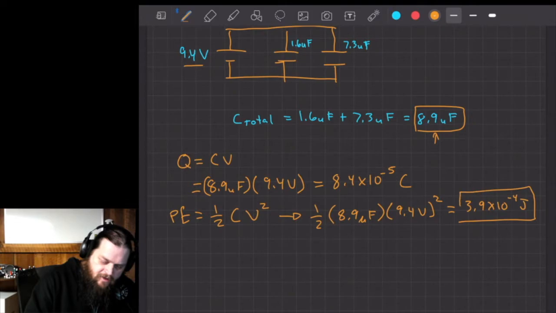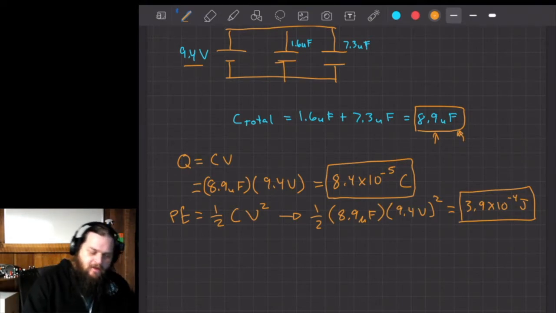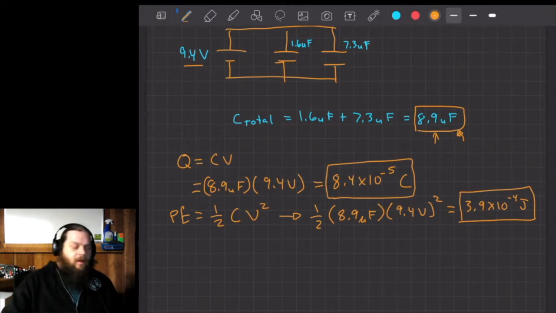So there's the energy that's being stored in the capacitor. There's the charge on the capacitor plates when they're fully charged. And this is the capacitance, the total capacitance of those two capacitors in parallel.